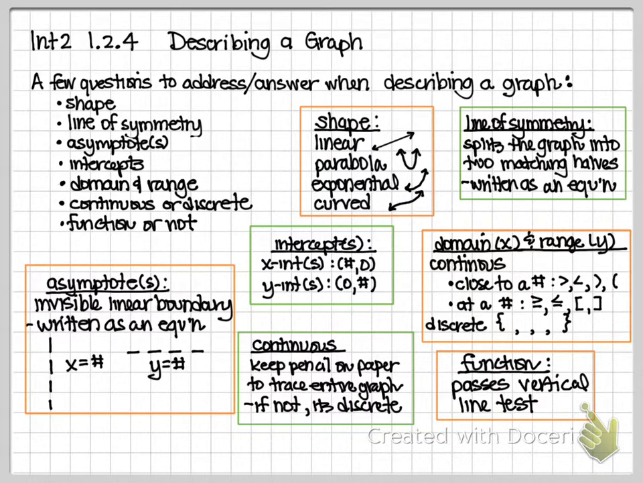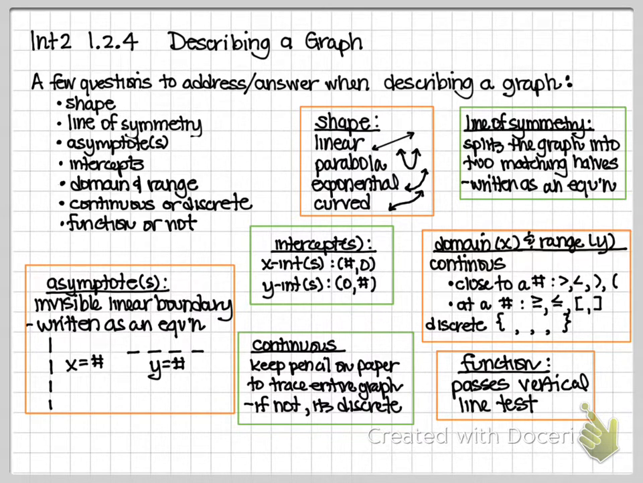Continuous, there's a big fancy definition for continuous when you are in calculus, but we're not there. We're a couple years off from that. So continuous at this point is if you drop your pencil on the paper, starting at the left-hand side of the graph, and you can trace the entire graph without lifting your pencil, it's continuous. If you have to pick your pencil up off the paper and then move it over to put it back onto the graph itself, it's discrete.